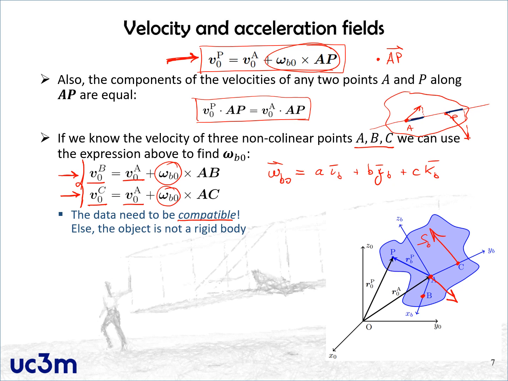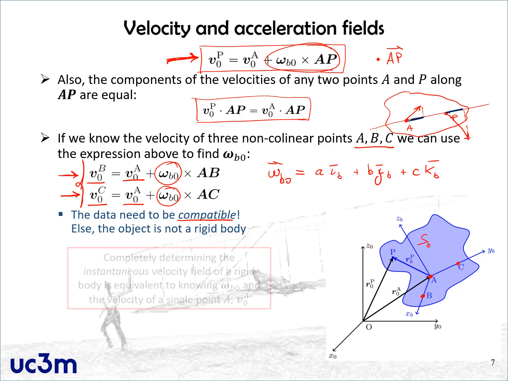So this can also allow you to check whether the information that you have about a rigid body is consistent. Imagine that you have several measurements of the motion of different points of a rigid body at some instant. You can check whether this is a rigid body or not, or maybe some of your sensors are wrong or something like that.